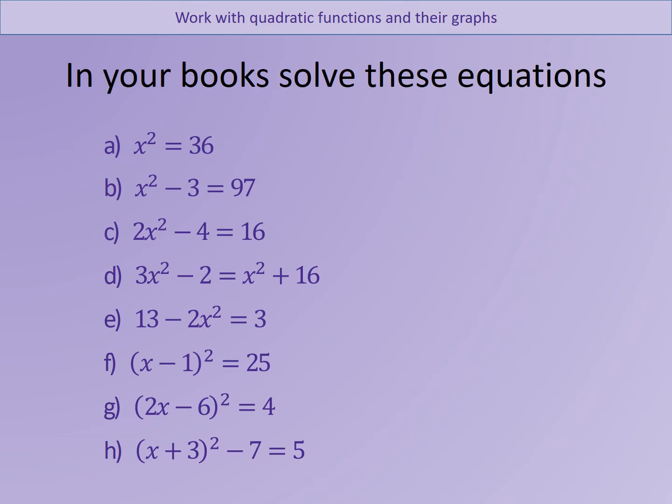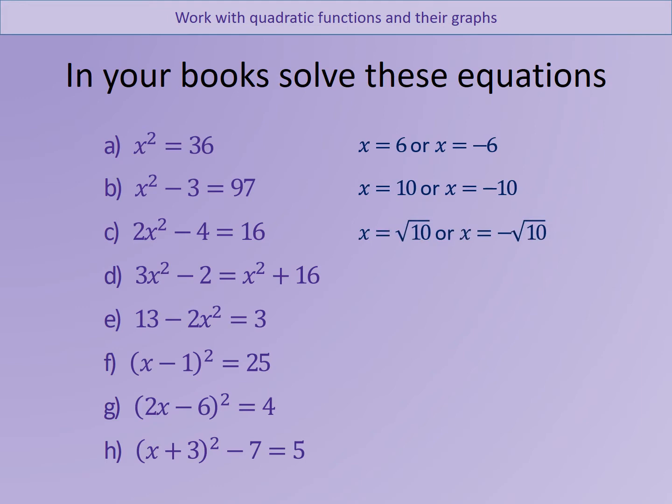Okay, so with A, if you take square roots, you get 6 or minus 6. B, we would add 3 first to give 100, and then by taking the square root, we get 10 or minus 10. C, we would add 4 to give 20, divide by 2 to give 10, and then take the square root to give us root 10 or minus root 10.